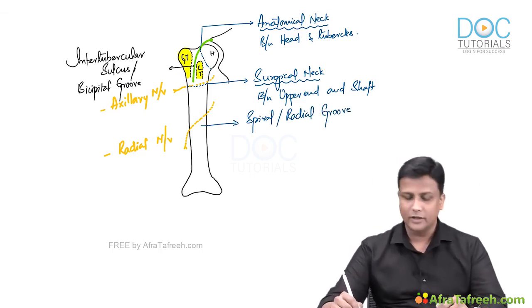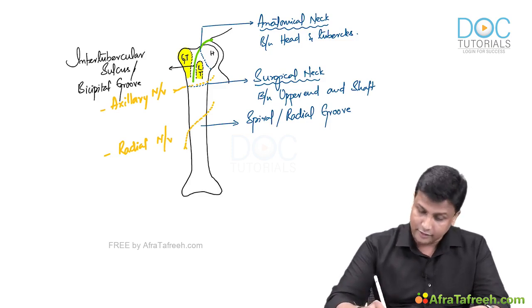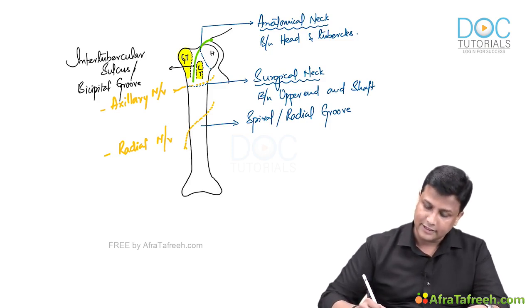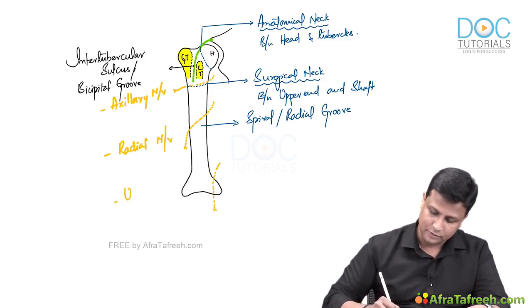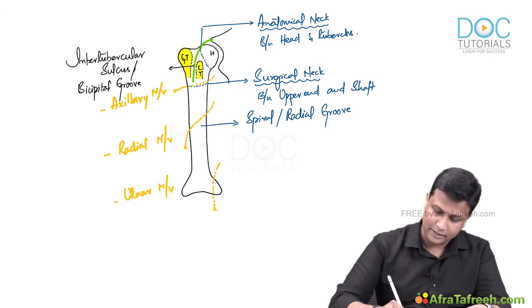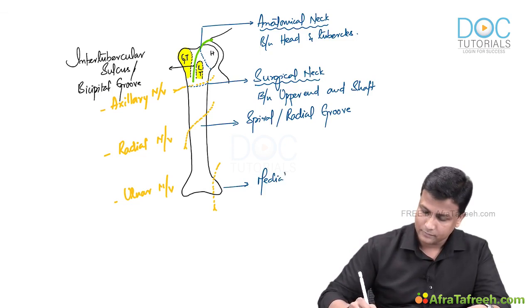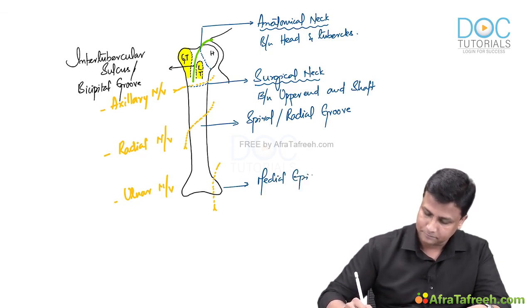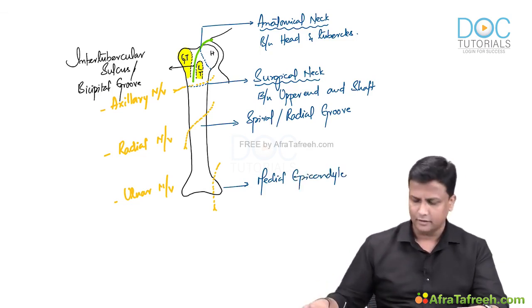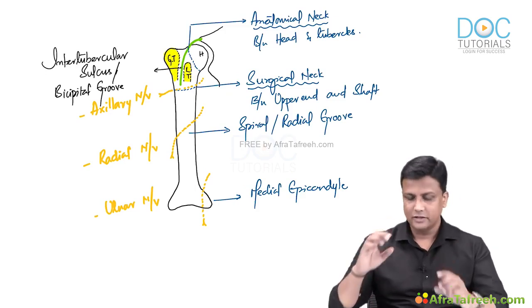And the last and the final one, the third nerve, that is your ulnar nerve. And ulnar nerve, remember my dear friends, it is the one going to pass behind the medial epicondyle. So this will be your ulnar nerve, and that is passing behind the medial epicondyle. Fine. So let me just summarize here, my dear friends.